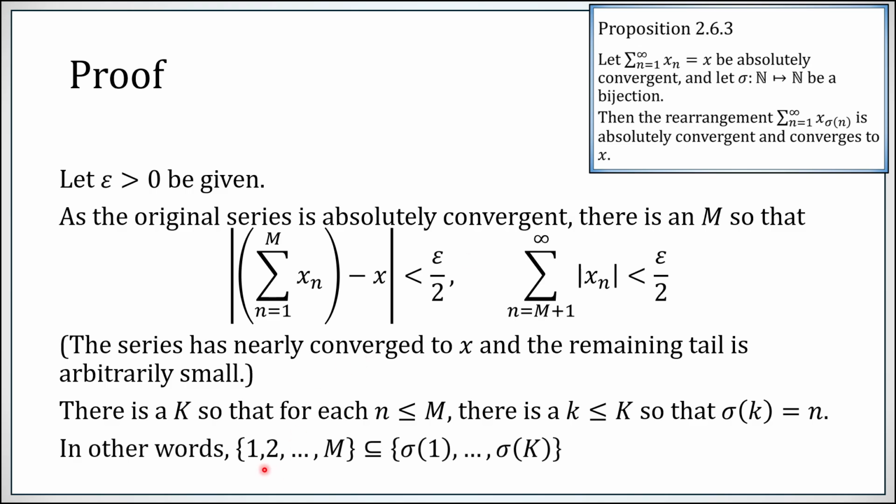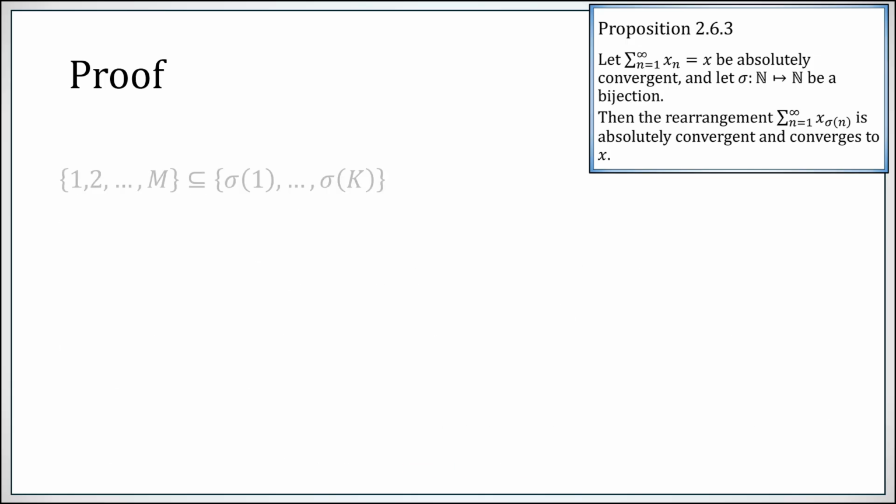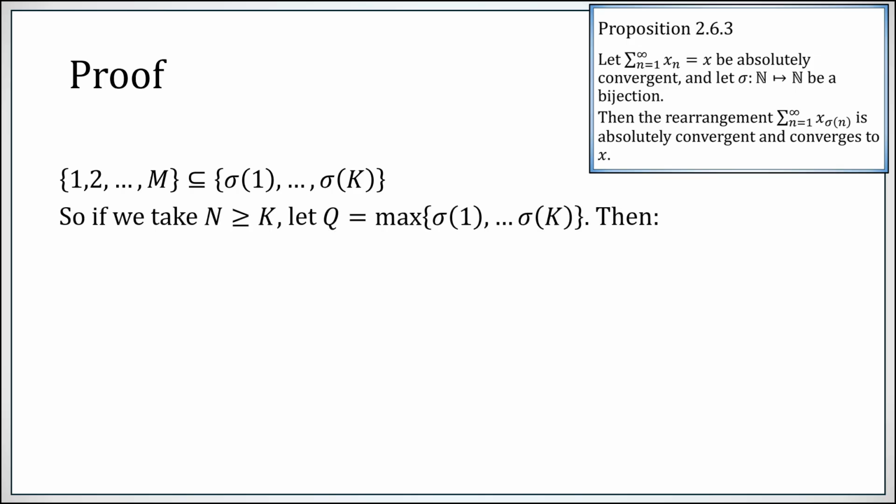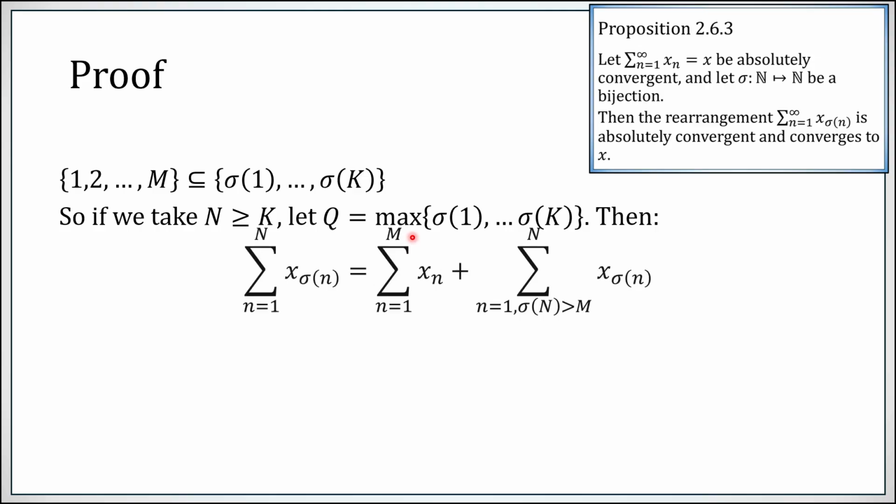You can put it like this as well. 1 through capital M appears within sigma of 1 through sigma of k. So we have 1 through m, a subset of sigma of 1 through sigma of k. Now if we take capital N past that point, let capital Q be the maximum of all of these numbers. This is just a listing of natural numbers and it's finite. Take the biggest one, call that Q.